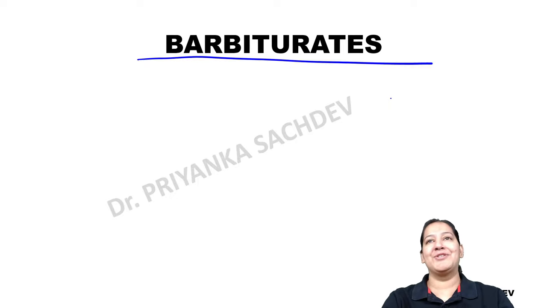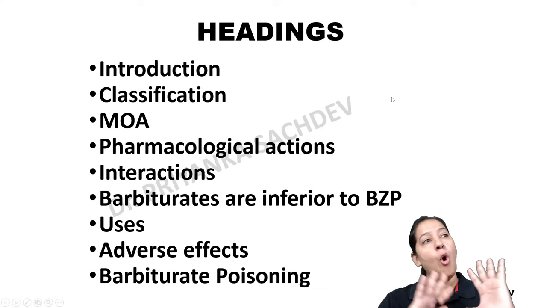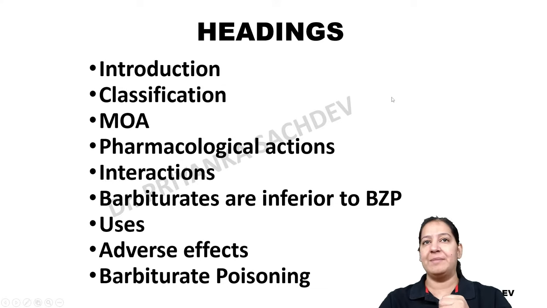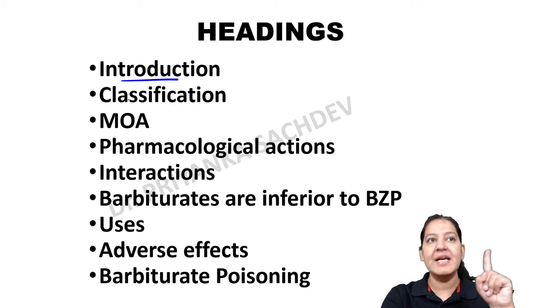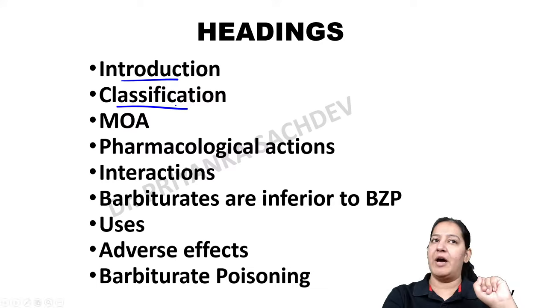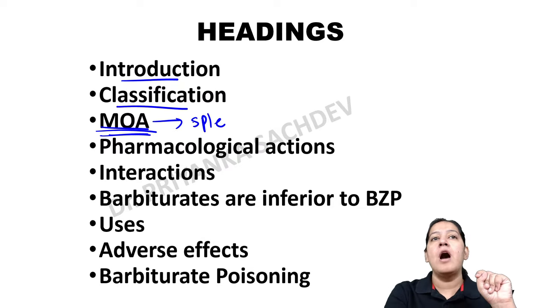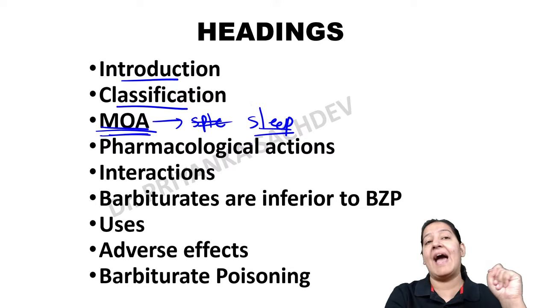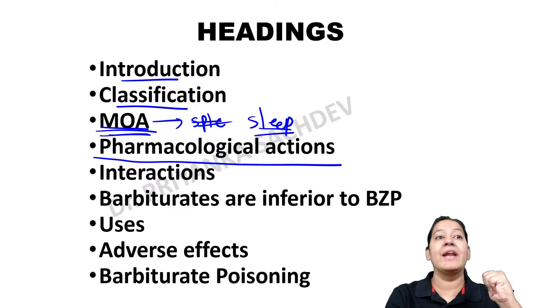I'm starting with barbiturates. These are the headings under which I'm going to teach you all chapters of pharmacology, not only this chapter. In the introduction, I will tell you the definitions and important points about the barbiturates. Then I will teach you the complete classification of barbiturates. The most important is the mechanism of action of barbiturates: how barbiturates cause sleep. In the brain, what are the receptors at which they act?